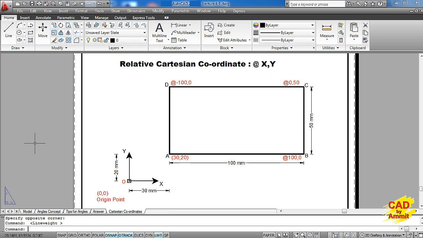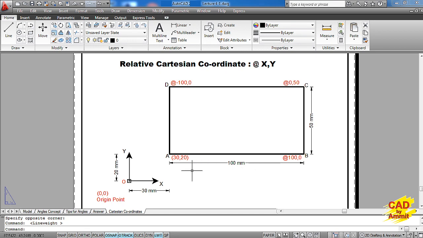Now friends, this geometry is created so that we can understand our relative Cartesian coordinates now. And the format for the relative Cartesian coordinate is @x, y. We put a symbol of @ before the x and y coordinates because now we want to make this Cartesian coordinate a relative Cartesian coordinate. That means the reference is taken from the previous point. The horizontal distance and the vertical distance are calculated from the previous point only.